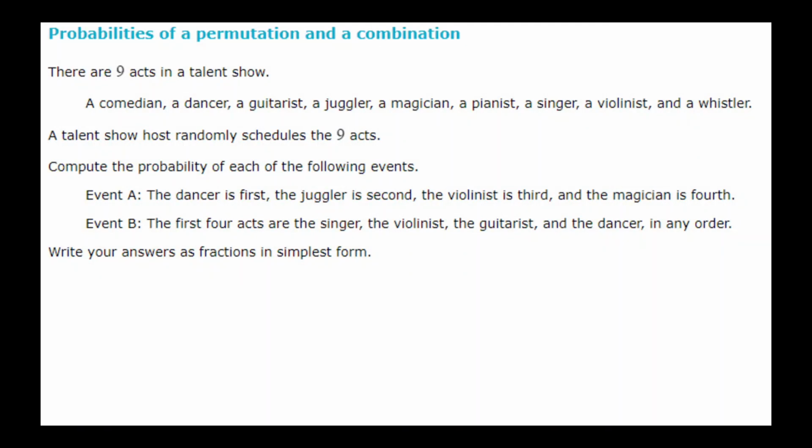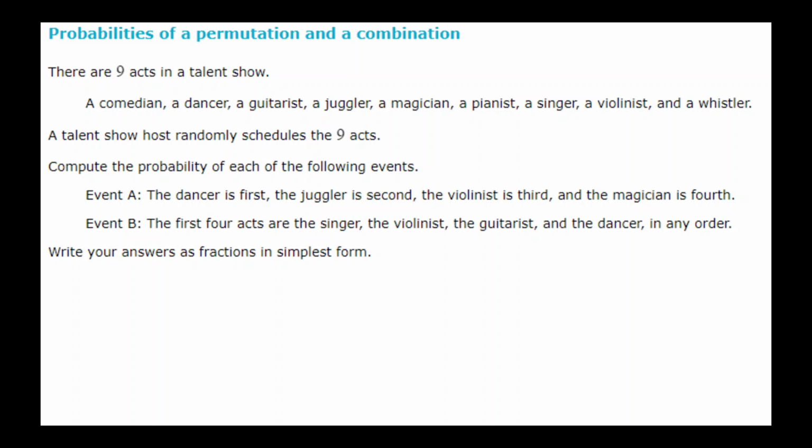Okay, here's the problem: probabilities of permutations and combinations. There are 9 acts in a talent show: a comedian, a dancer, a guitarist, a juggler, a magician, a pianist, a singer, a violinist, and a whistler. The talent show is going to randomly select these acts, and we're going to compute the probability of each of these events.